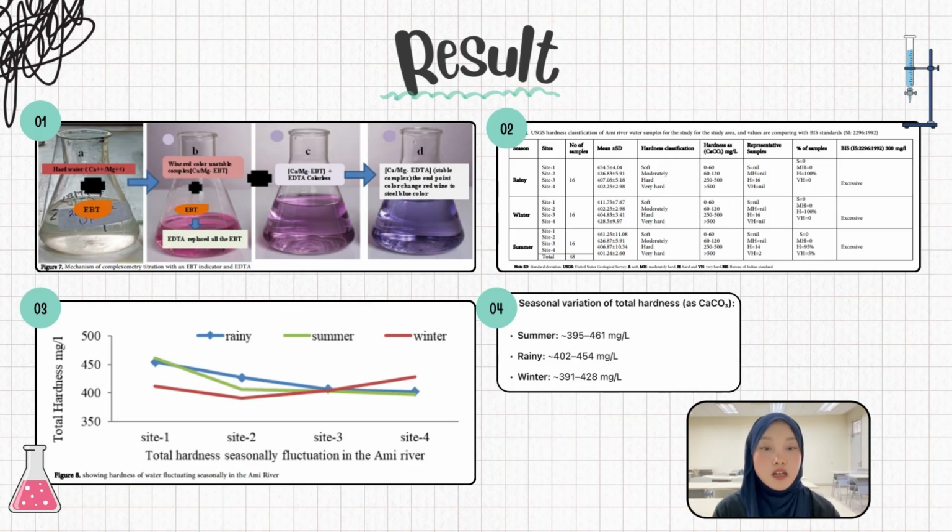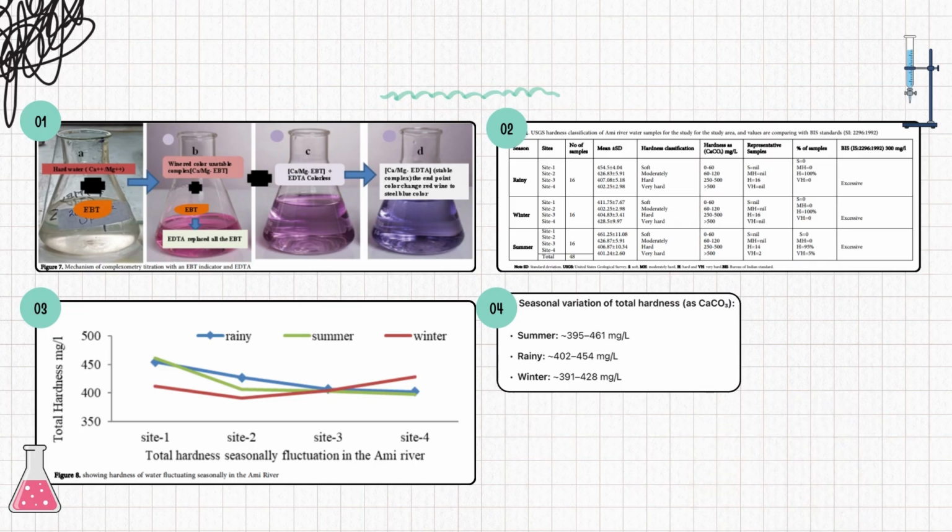For summer, 395 to 461 mg per liter. For rainy, 402 to 454 mg per liter. And winter, 391 to 428 mg per liter. These values confirm that the river remains hard throughout the year.